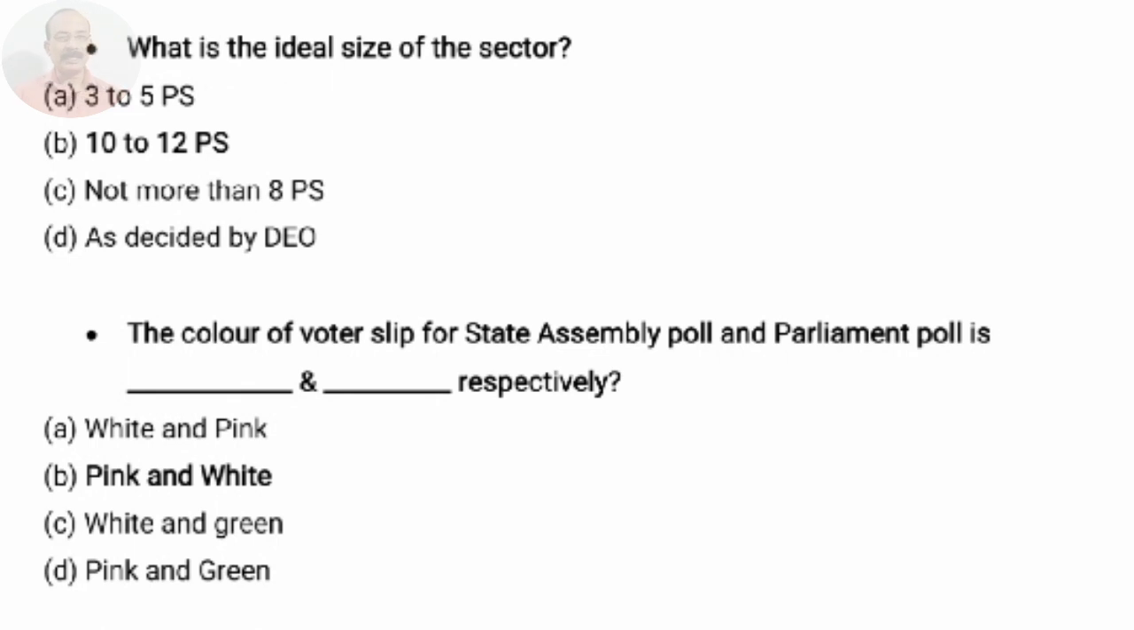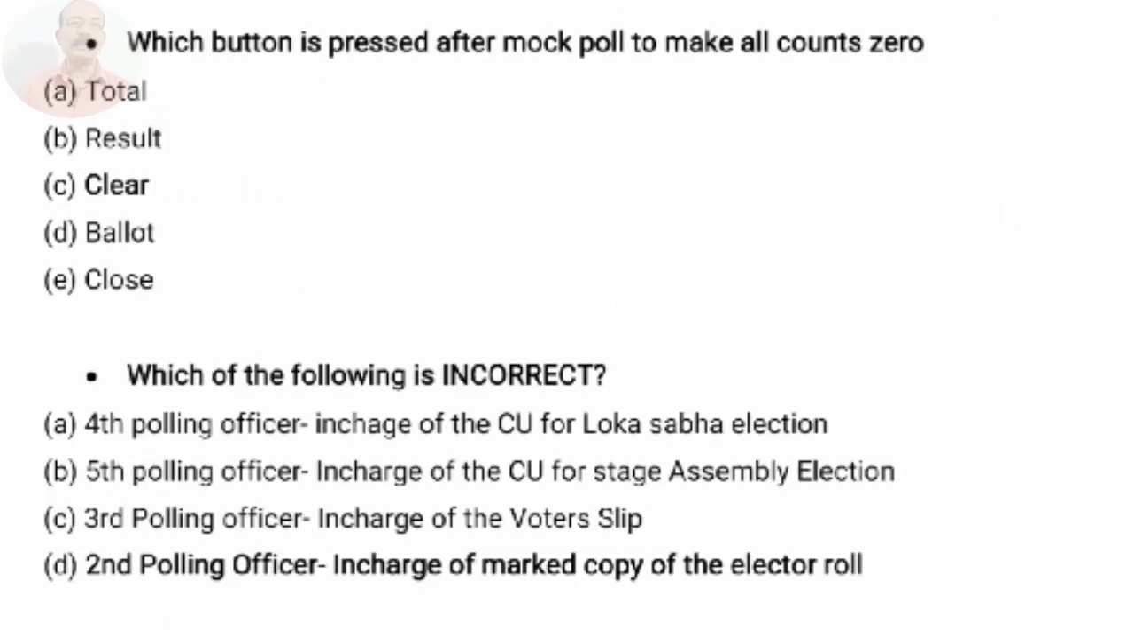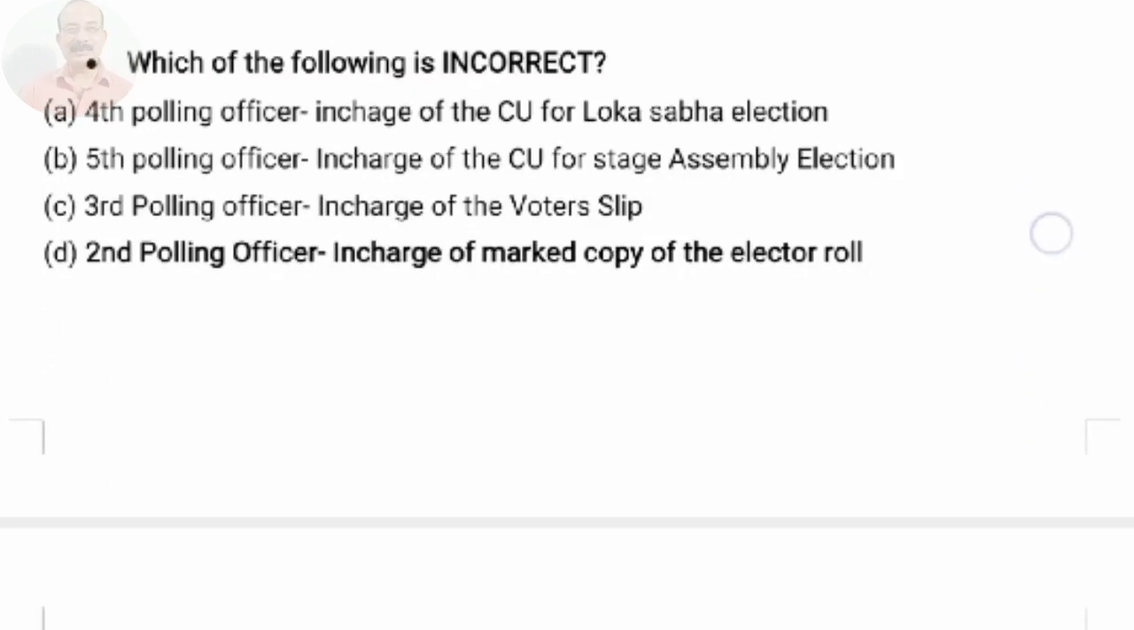What is the ideal size of the sector? Option B, 10 to 12 police stations. The color of the voter slip of a state assembly poll and parliament poll is dash and dash respectively: pink and white. Which button is pressed after mock poll to make all counts zero? Option C, clear.